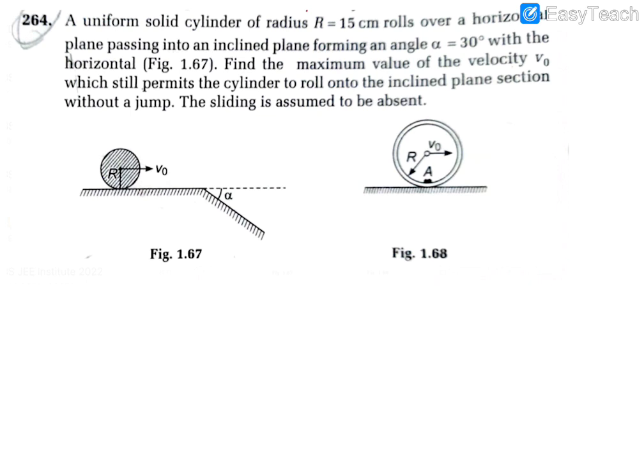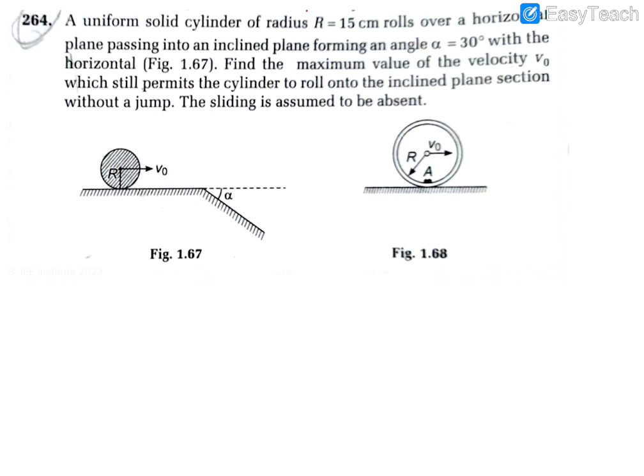Now we need to find the maximum value of the velocity v naught. It's rolling with velocity v naught, and we need to find the maximum value of this v naught that is permissible so that it does not jump. So it crosses this edge without jumping, and it keeps on rolling in future as well.